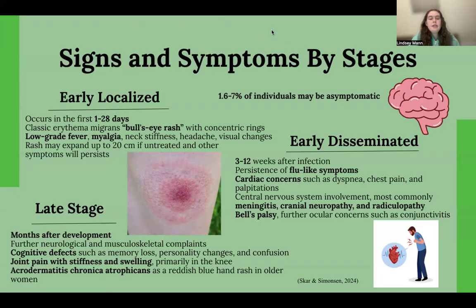And then in the later stages, months after development, you get into more complicated conditions. You see further neurological and musculoskeletal complaints, as well as more cognitive deficits like memory loss, personality changes, and overall confusion. Some people see more joint pain with stiffness and swelling, mainly in the knees and larger joints. And some older women have reported experiencing a condition called acrodermatitis chronica atrophicans, which is like these reddish-blue, dark rashes all over the hands and the trunk.